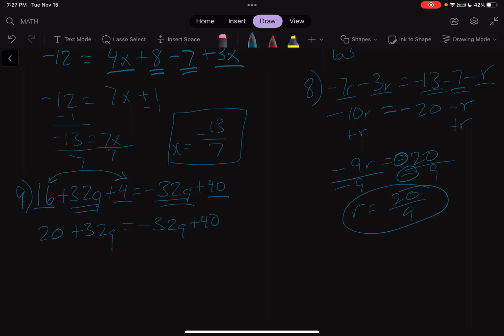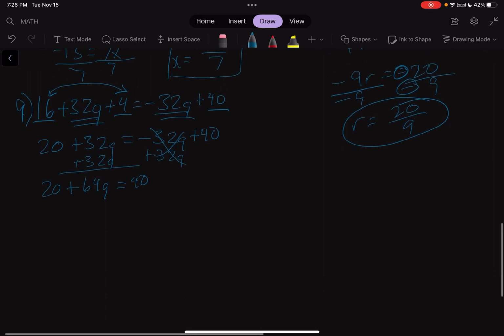Now I don't have any common terms. So now I've got to start working on getting q by itself and getting the common terms together. So I'm going to go ahead and add 32q. That cancels over here and leaves me with 20 plus 64q equals 40. Now I've got to get q by itself, so let's get this integer over here.